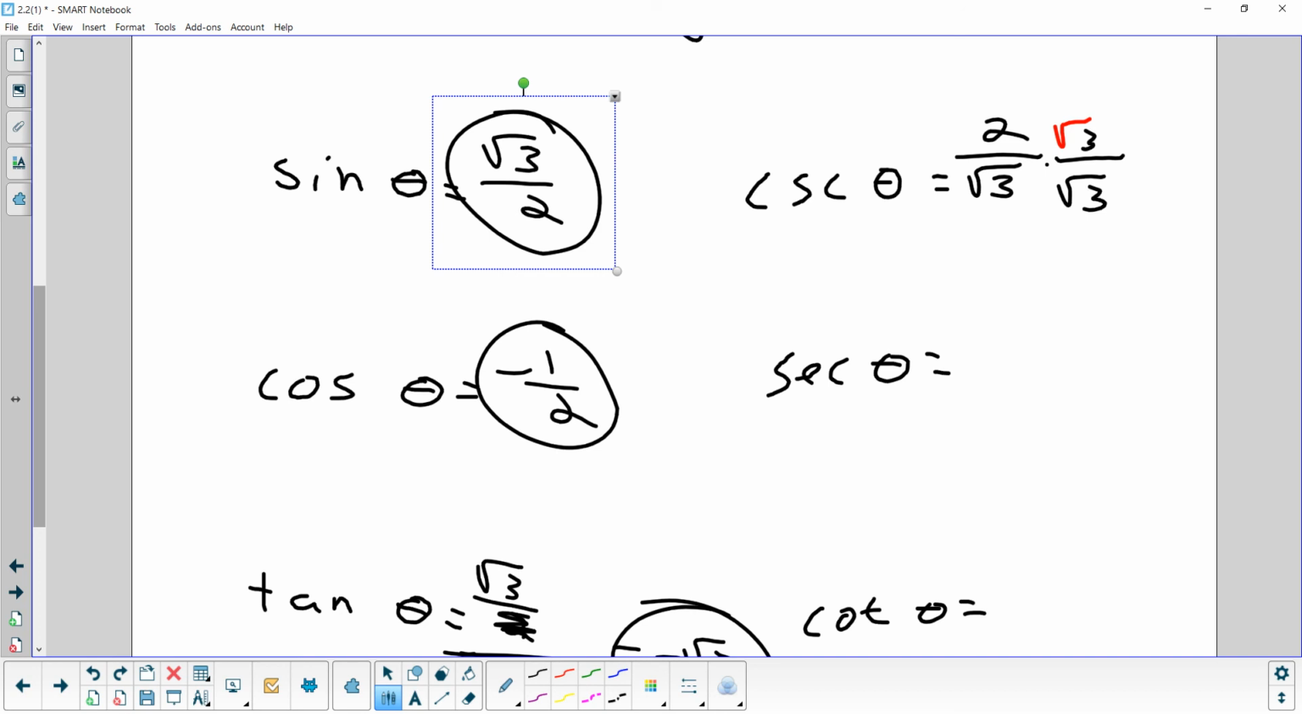Okay, so this is what we had to do last week. Well, actually we didn't do a ton of this last week, but we talked about square roots. In multiplying the top, you have 2 square roots of 3. And in the bottom, what's the square root of 3 times the square root of 3? 3. So square root of 9, which is just 3. And that would be the answer for the cosecant.